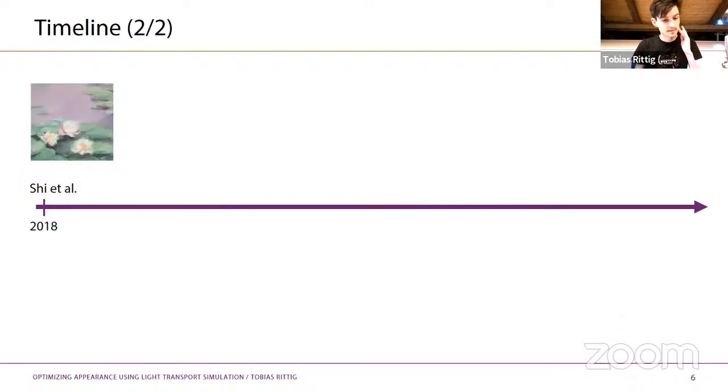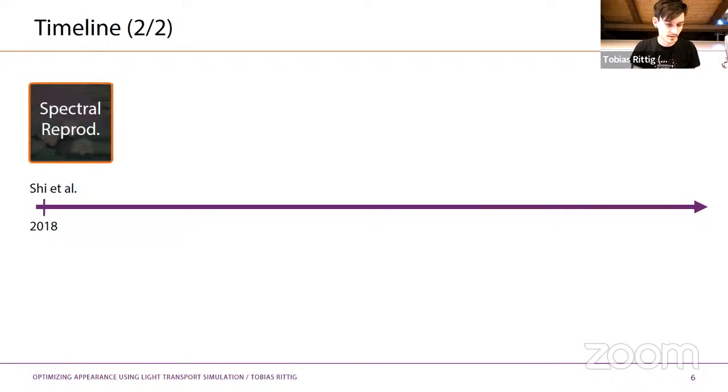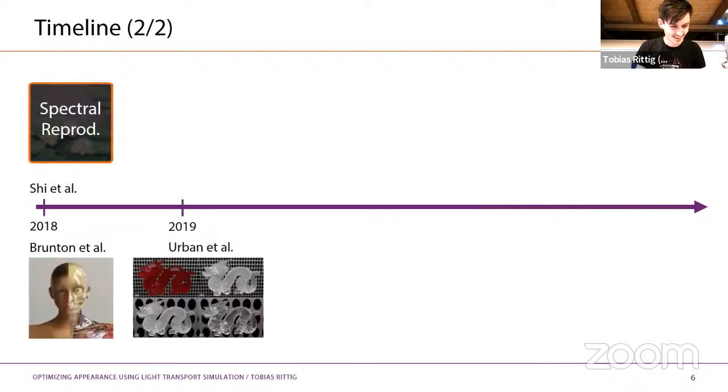In 2018, we've seen a paper of Shi et al., which uses a large set of materials and chooses from these to match paintings as accurately as possible. And they even went further and tried to match them in a spectral way, so really to get as close as possible color reproduction on these paintings. And they also used already a neural network for that. So they were ahead of the curve, which you will know soon.